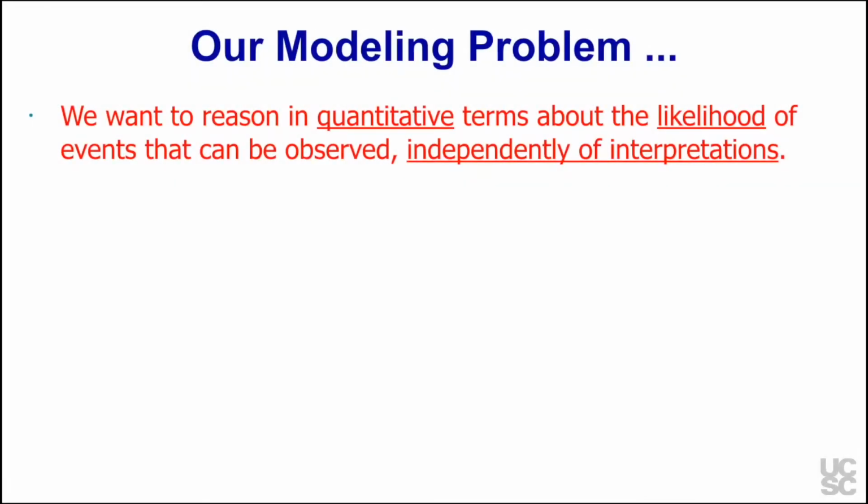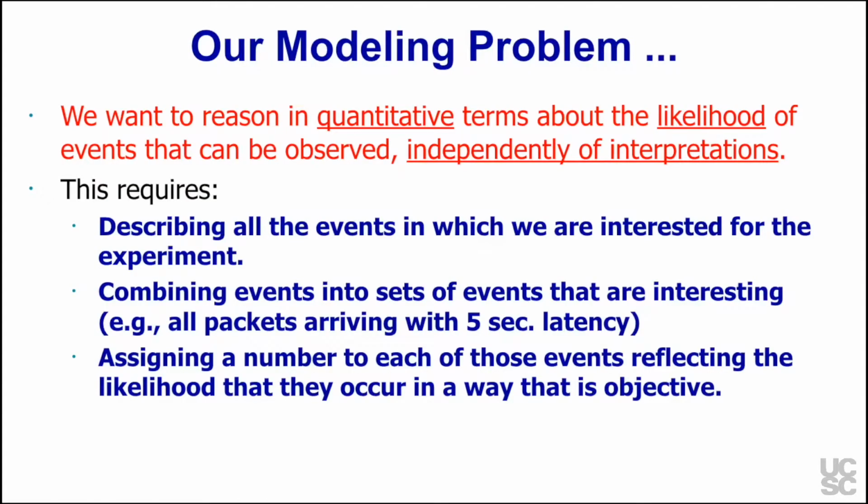Our modeling problem is that we want to reason in quantitative terms about the likelihood of events that we can observe, and these values have to be independent of interpretations by different people. So all reasonable people must come up with the same results. So what we require is that we need to be able to describe all the events in which we're interested in our experiment.